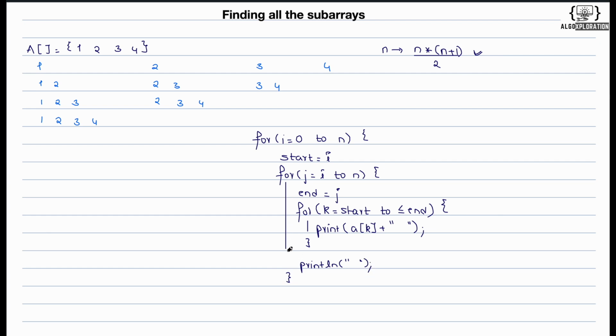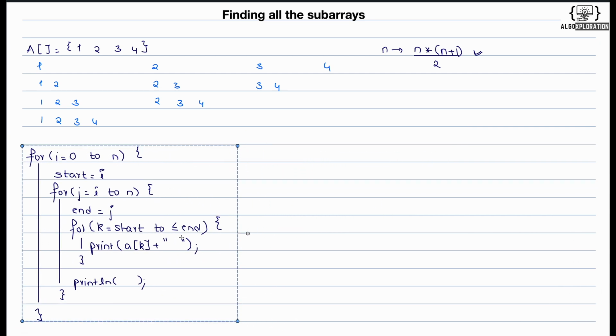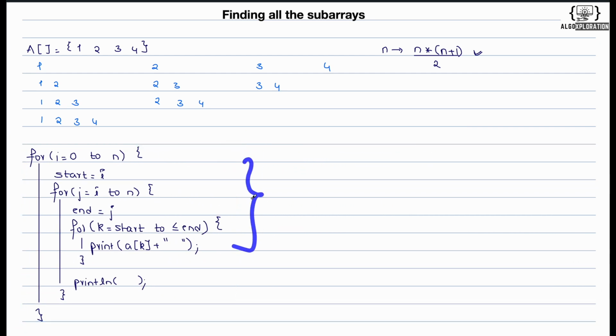Okay, so this is a brute force approach, or we can say brute force manner, to print all the subarrays. Now let's say I want to find the sum of each and every subarray. How can we change this pseudocode to find its sum?